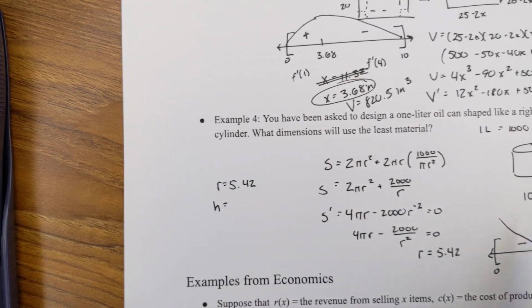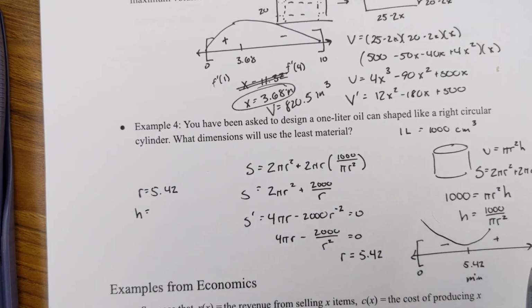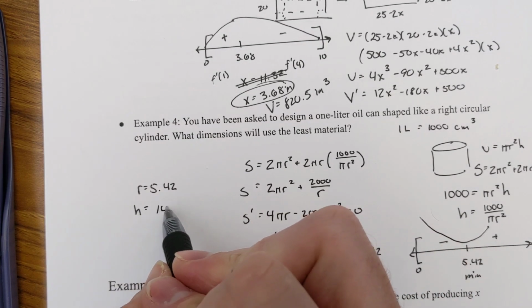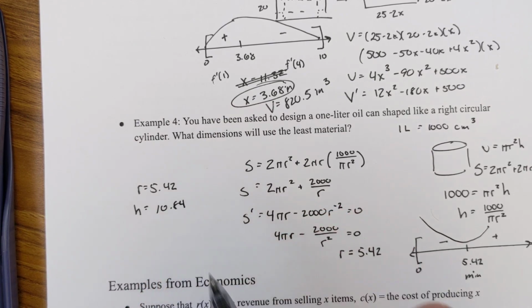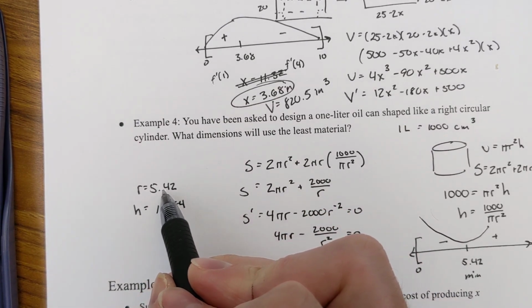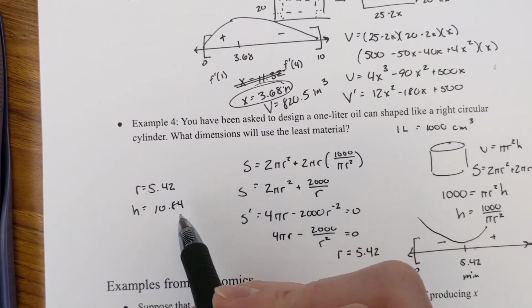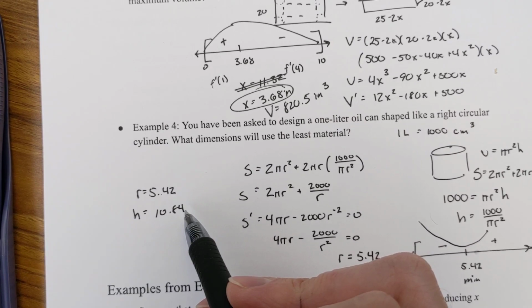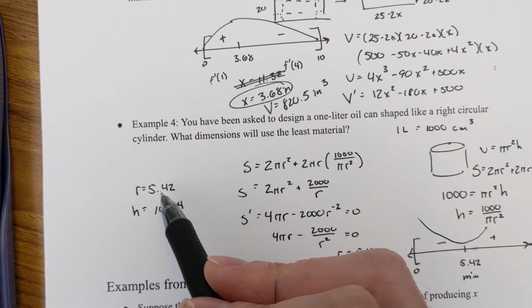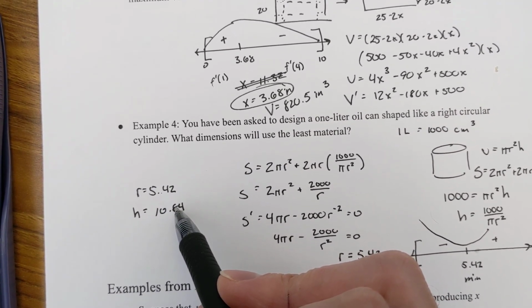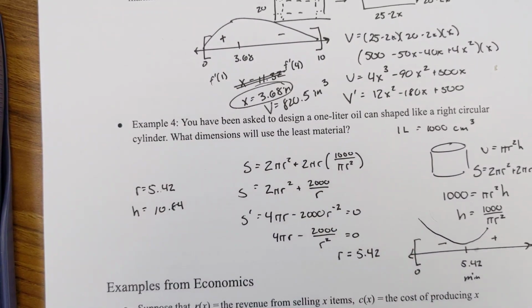to figure out, but I can do using this equation for height. So 1,000 divided by pi divided by 5.42 quantity squared is 10.84. Now, just a note, the can that will have the given volume and minimize the surface area, the diameter and height are actually the same. So the can is just as wide as it's tall.